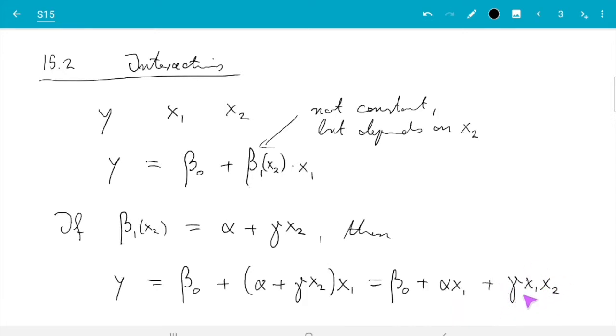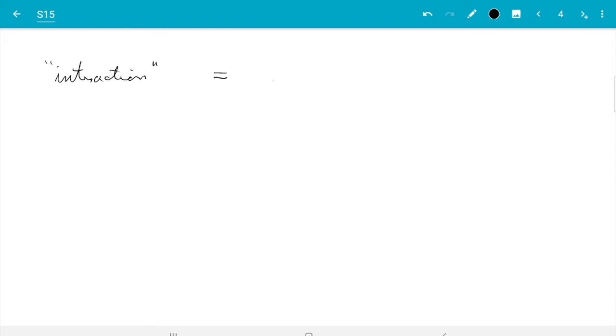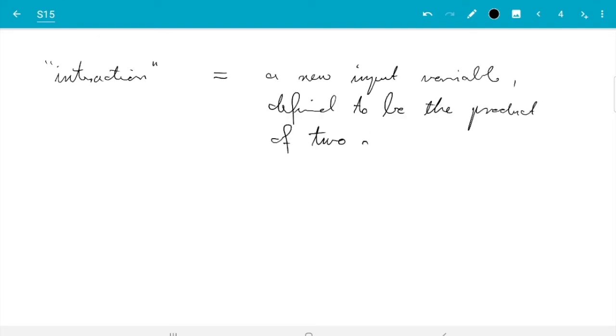So the only thing we need to do in this case is add a new column, which is x1 times x2. In general, if beta 1 depends on x2, it's no longer linear regression. But in this special case where the dependence is linear, we can squeeze it into a linear regression model by adding this new extra column of data. For this reason, new inputs which are the product of two of the original inputs are called interactions in traditional statistical language. So an interaction in linear regression is a new input variable defined to be the product of two original inputs.